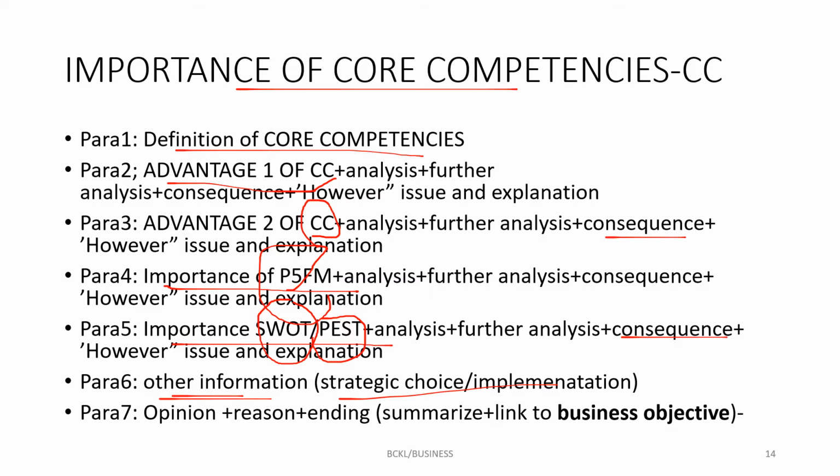And then your opinions here, you have to be very careful with the core competence. Your opinions here will be based on paragraph 2 and 3, that is based on these two advantages, which one you think is most important for this business, the business in question that has been given to you. Paragraph 5 and 6 are not relevant here, because we are talking about core competence. Then the reasons why you think it is important, and then the ending, and then you summarize linking to the business objective.